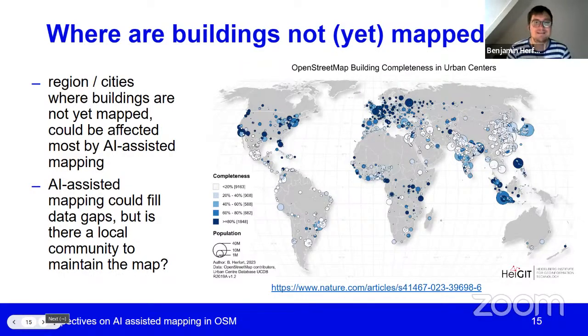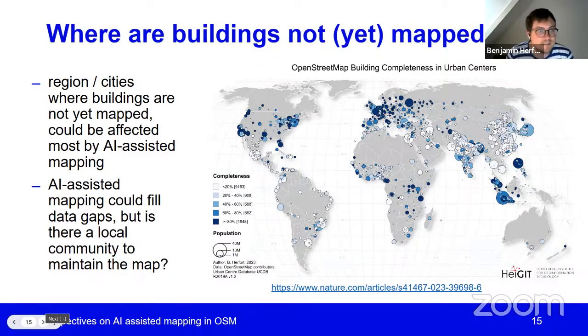So why is this interesting, or what could be the impact of AI-assisted mapping on the OpenStreetMap data? So I brought one map here, and the map shows where buildings are currently mapped and where they are not yet mapped. The size of the circle depicts how many people live in a city. So you see all big cities of the world on this map. The bigger the circle, the more people live in that city. And the color shows you how completely mapped the buildings are. So the darker bluish circles indicate a high completeness of buildings in the cities, and the more to the white you get, the lower is the completeness.